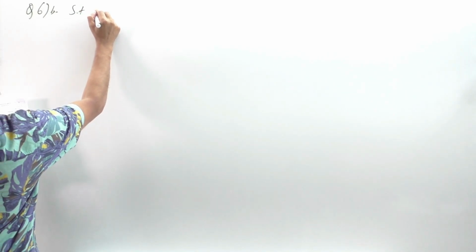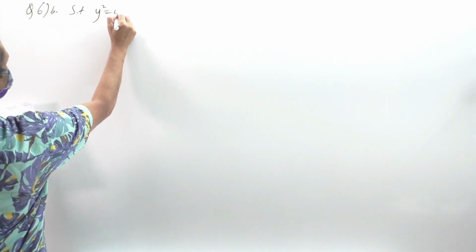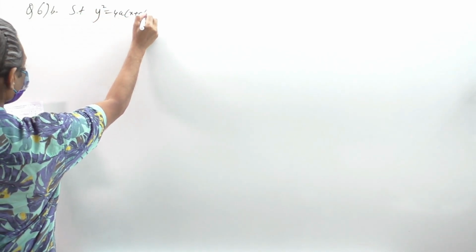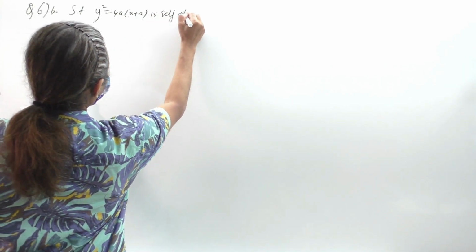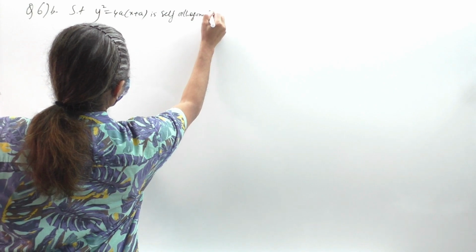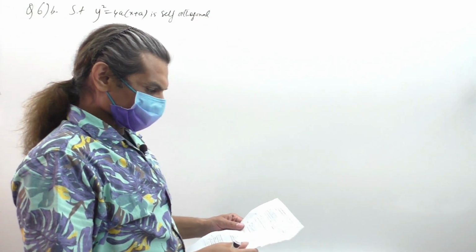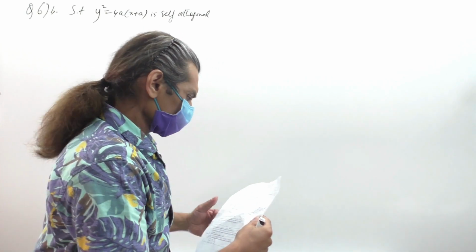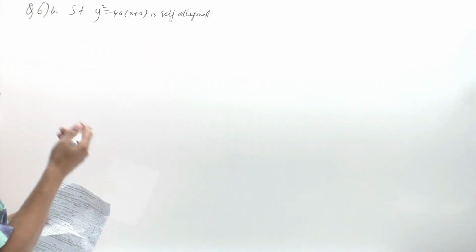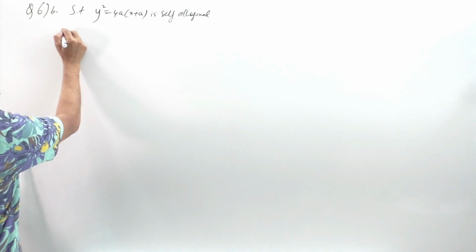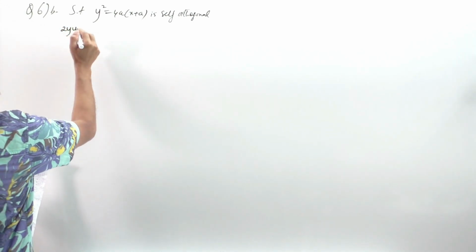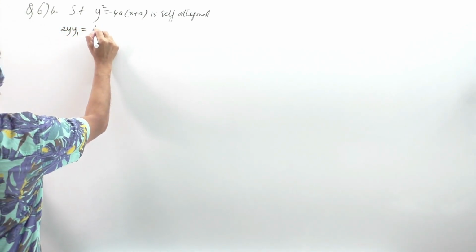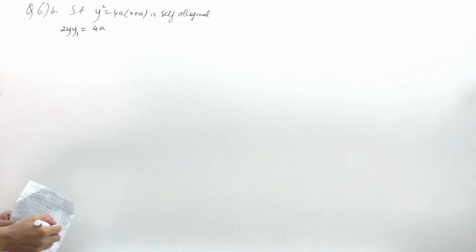Show that the family of parabolas y square is equal to 4a into x plus a is self-orthogonal. Okay, this is a question from orthogonal trajectories of Cartesian curves. So what we do, first, differentiate to remove a. If you differentiate, we get 2y into y1 divided by x, it is y1 is equal to 4a, correct. So we are not able to eliminate a.